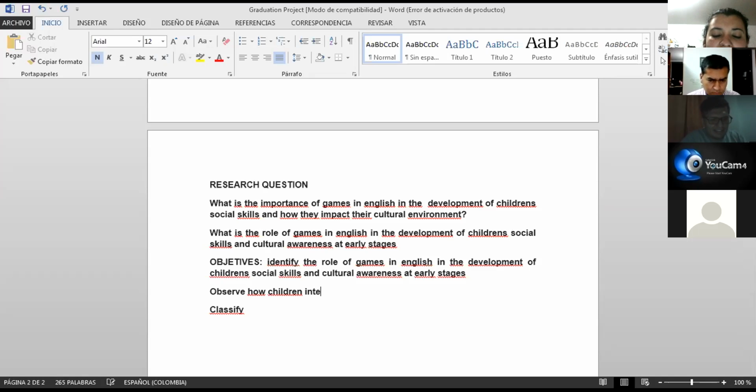To observe how children interact among themselves through the activity, or something like that. To observe how children interact when they are playing. Yes. When they are playing. Through the activity, when they are playing.